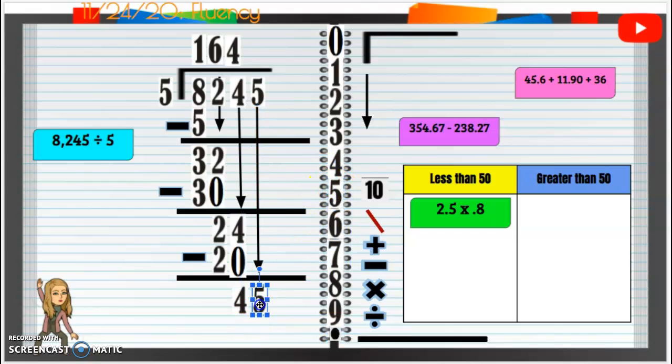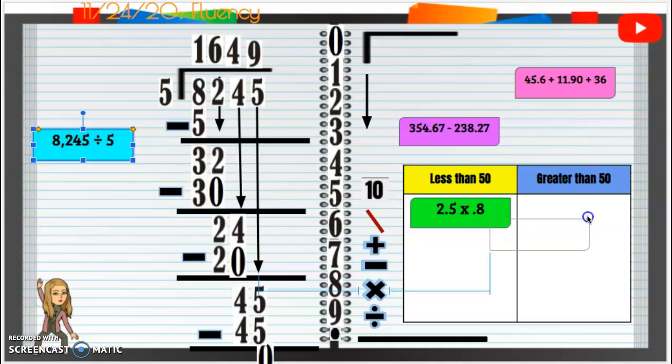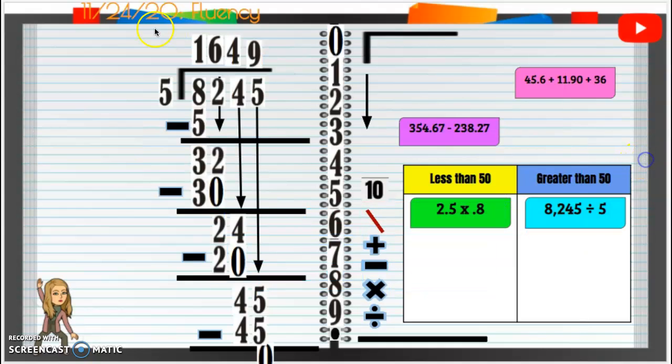All right, so how many times can 5 go into 45? I know 5 times 9 is 45. So I'm going to put that 9 above this 5 that we just brought down. When we subtract 45 minus 45, we do in fact get 0. There we go. All right, so our answer is 1,649. That is definitely bigger than 50. So we are going to put this over in the greater than 50. All right, great job. Let's take a look at our next one.